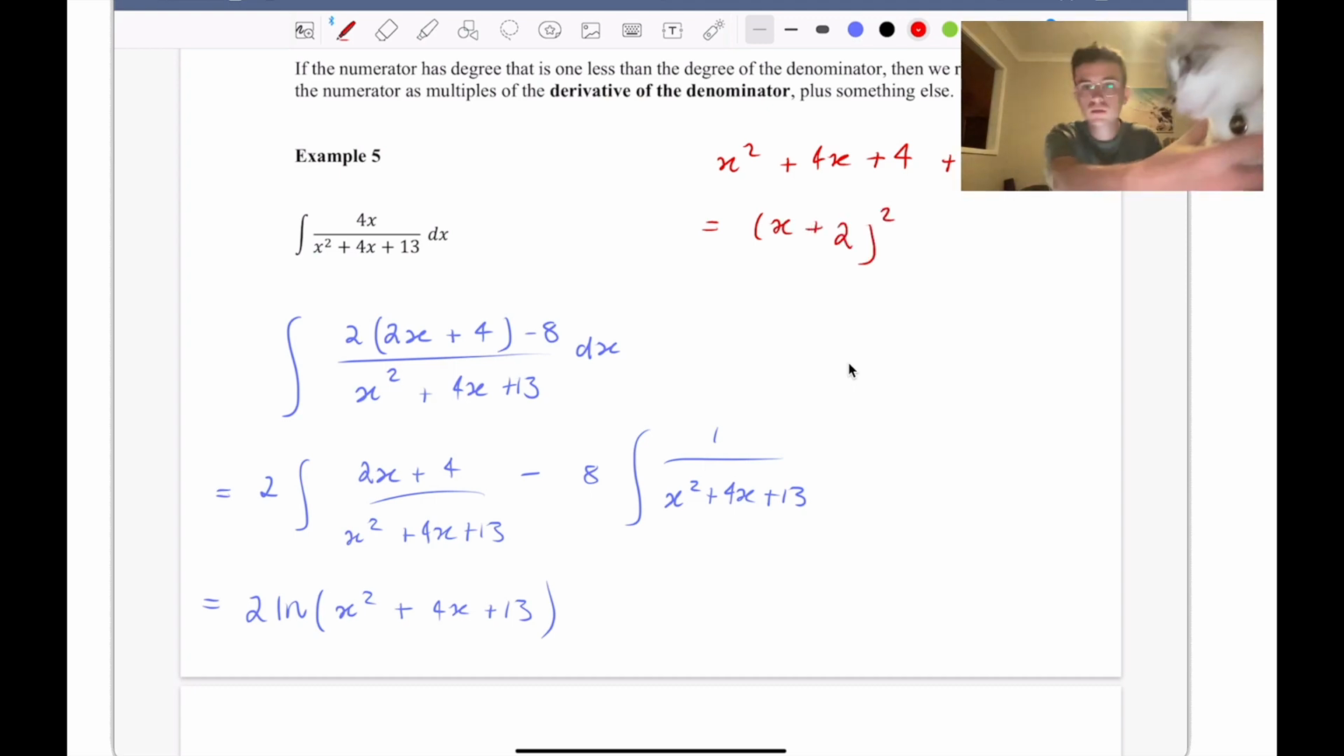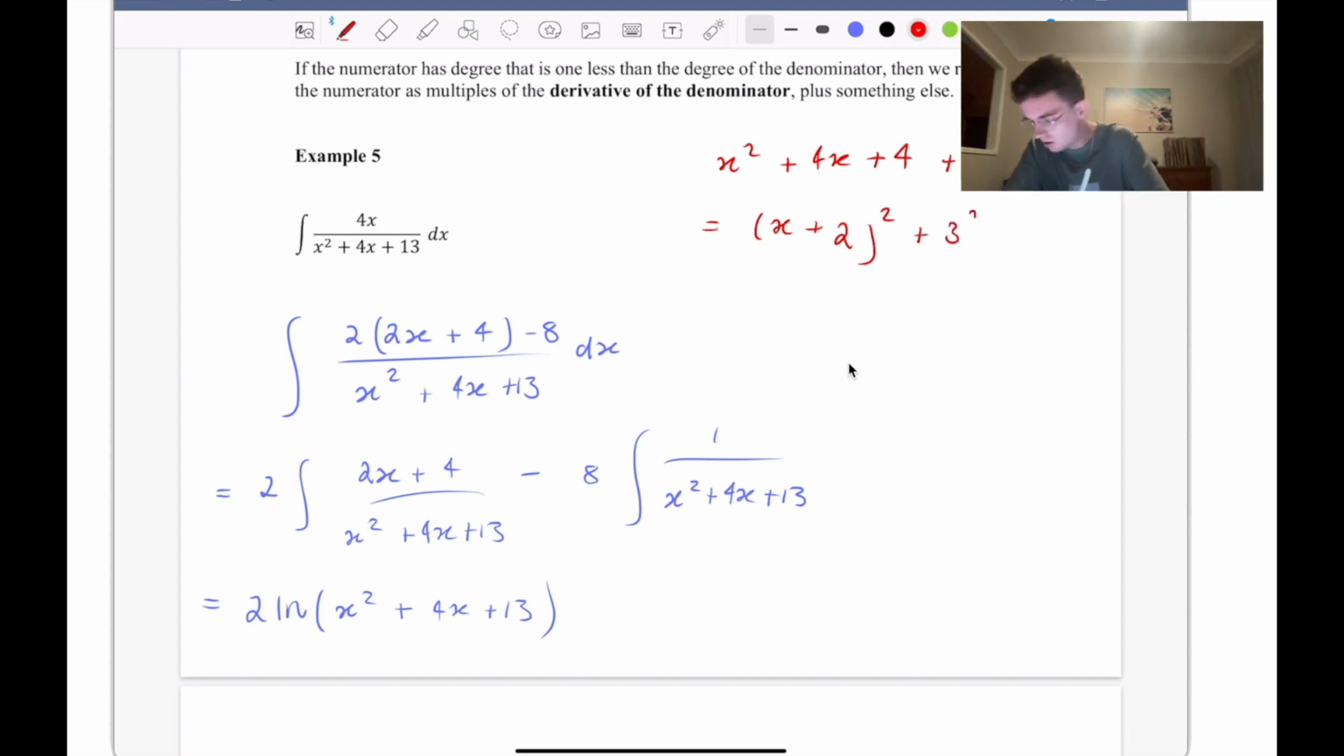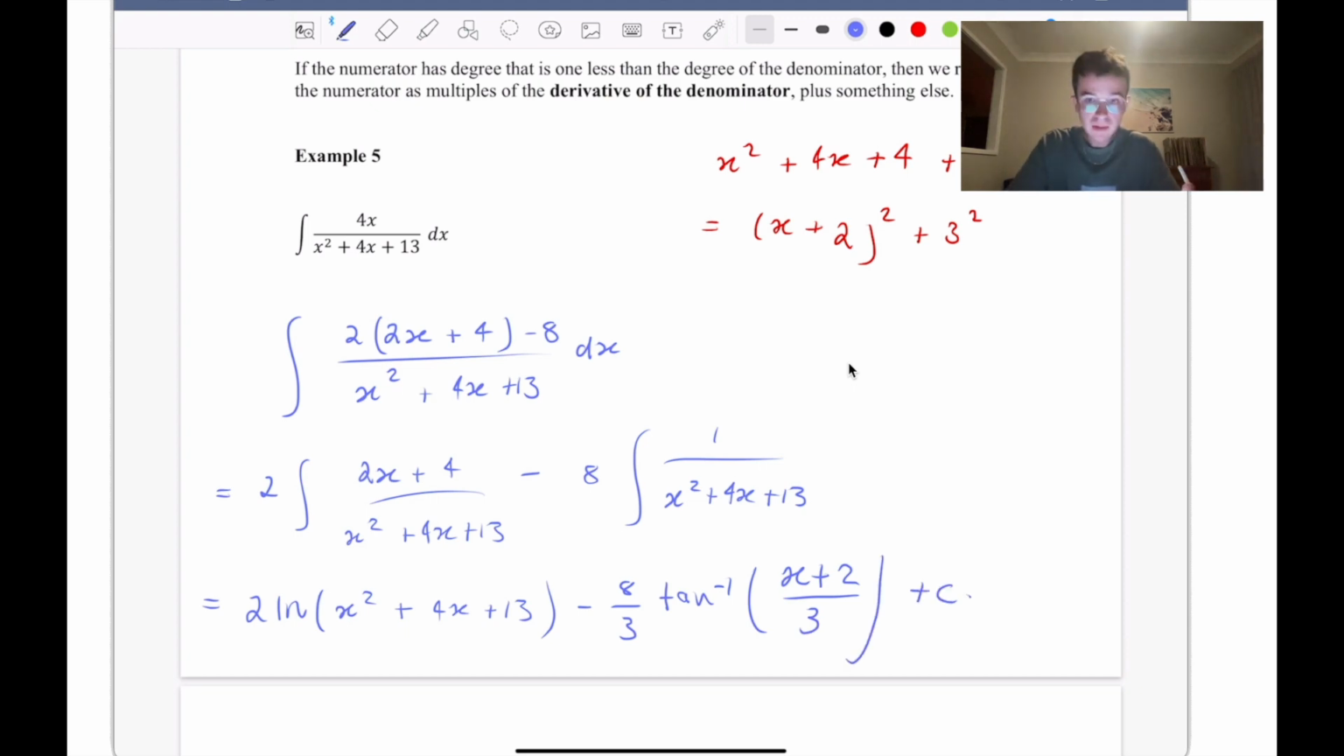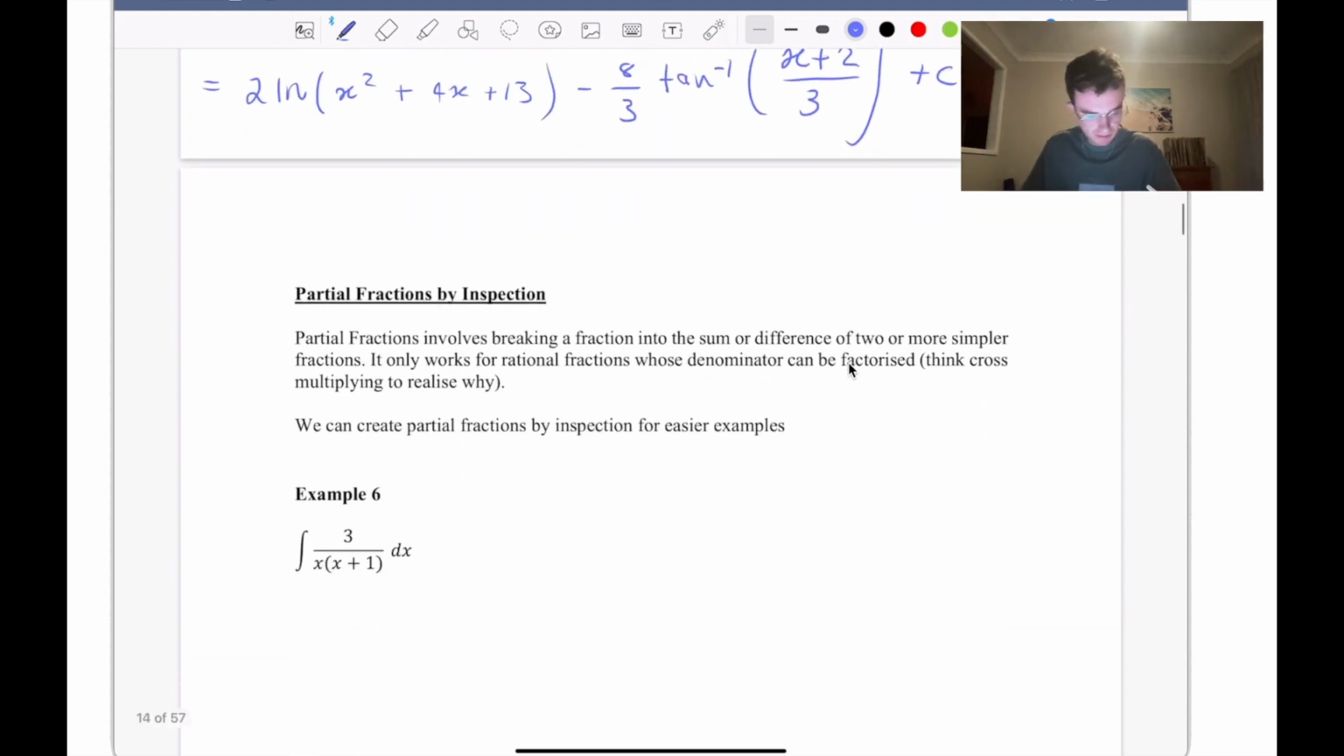X plus 2 all squared plus 3 squared, which is just tan inverse, in the form tan inverse. So we're going to have minus 8 on 3. So the 8 comes from here, and the 1/3 comes from there. Tan inverse of x plus 2 on 3 plus c. Loved that integral, that was nice.